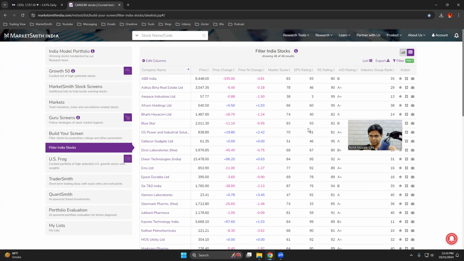Out of those 10 stocks, maybe 5 are showing fundamental strength, 5 are showing fundamental weakness, or only showing technical strength but no fundamental strength. So you could choose which stocks to swing trade and which stocks to trade for positional trading.